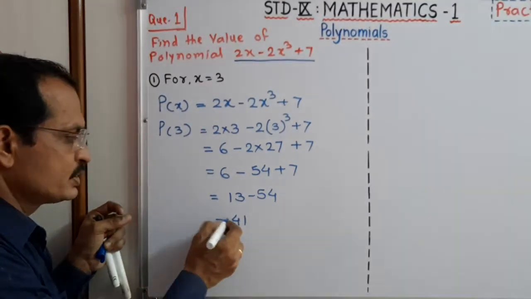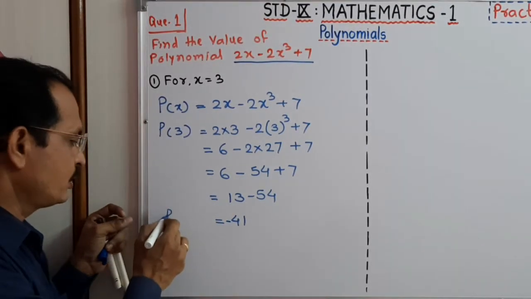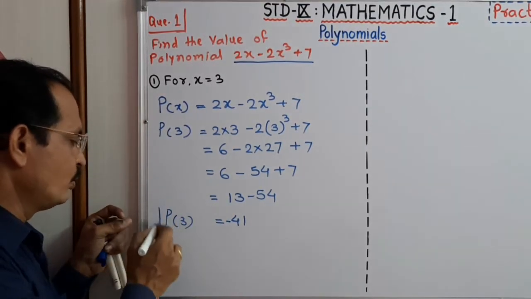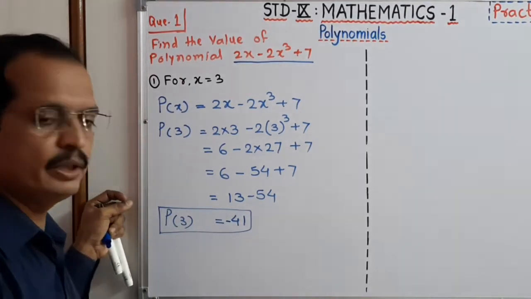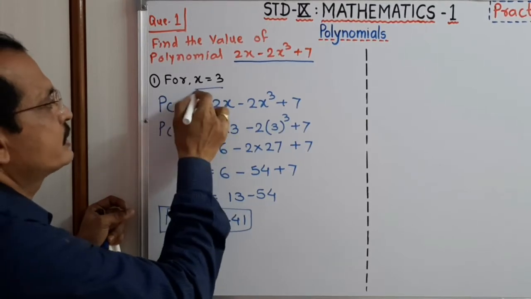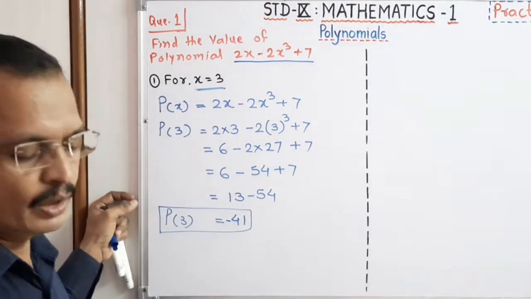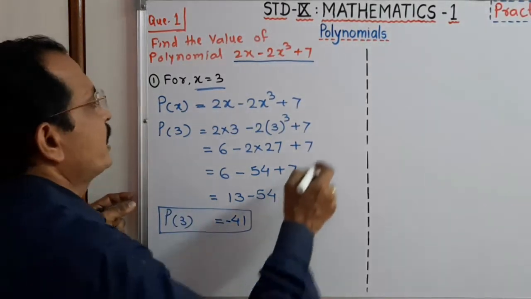Here it is minus 41. Now see here, the value of the polynomial for x is equal to 3 is minus 41. Now we have to find out the value of the polynomial for x is equal to minus 1.